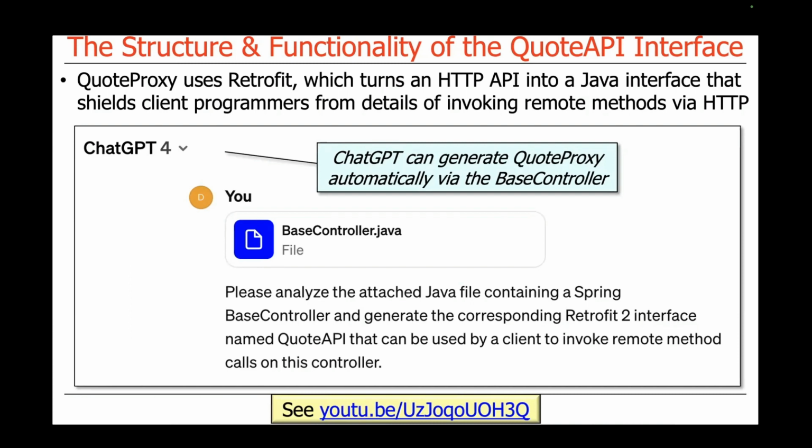And if you want to see how that works, you just take a look at this video that I linked at the bottom below. And this is also linked as part of the assignment 2A video that walks through how this works. And I show how you can take a base controller or any kind of controller, and then with a few simple steps, you can get ChatGPT to automatically generate the corresponding interface that's retrofit based.